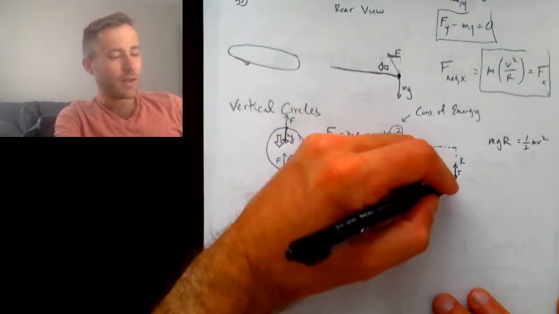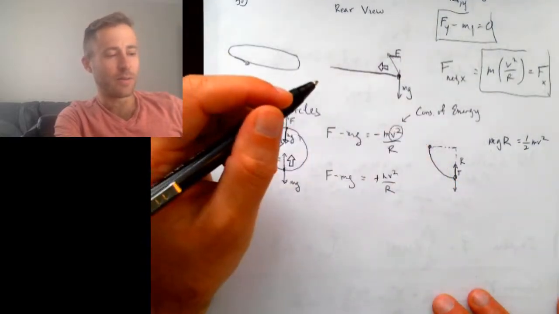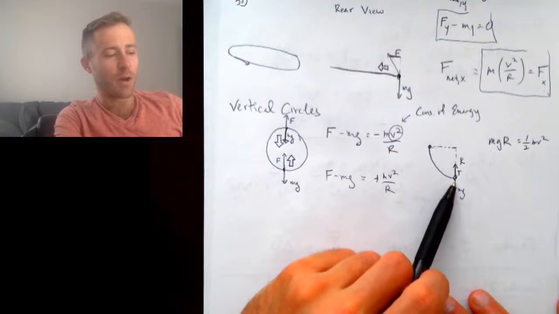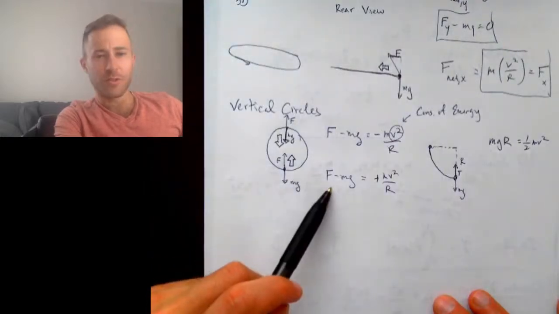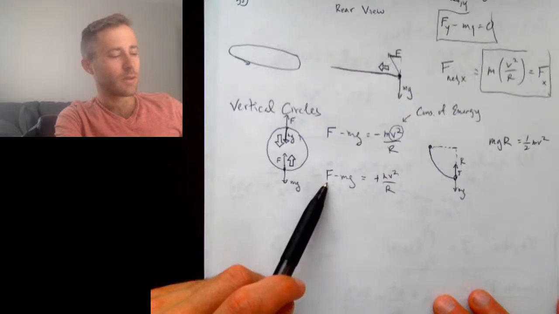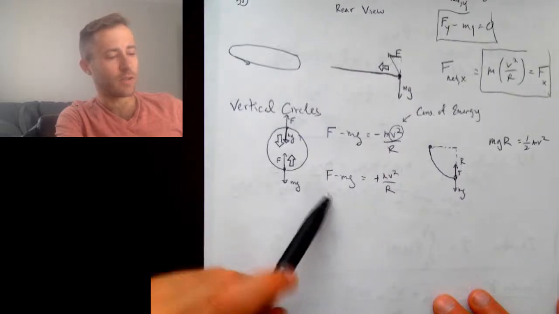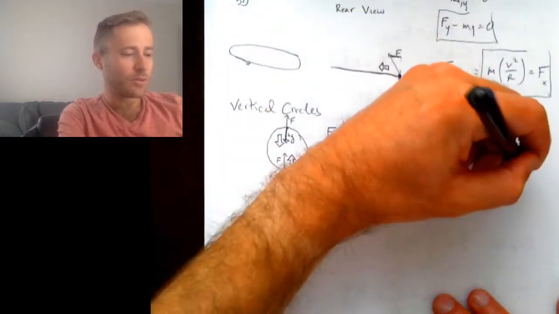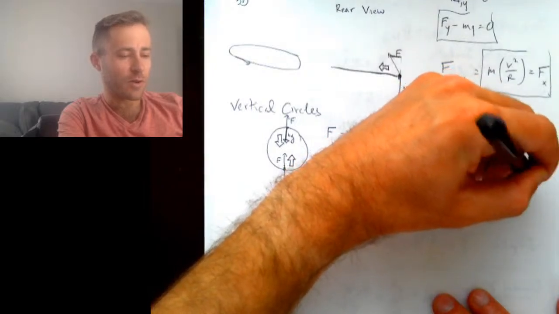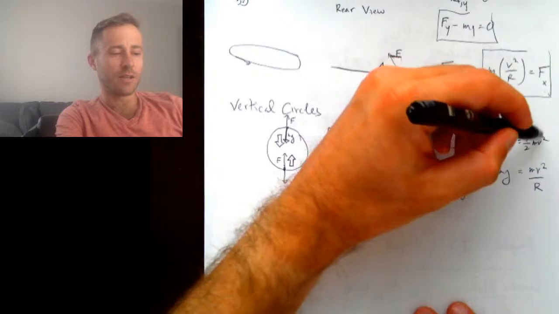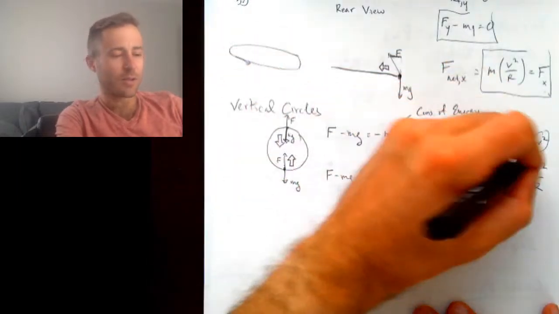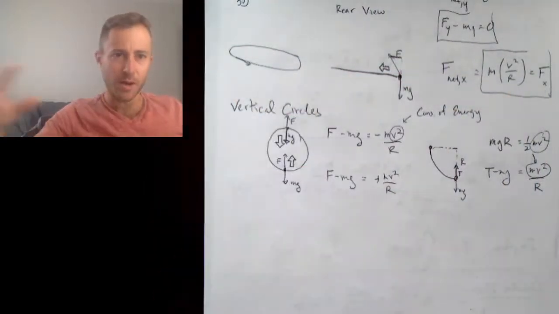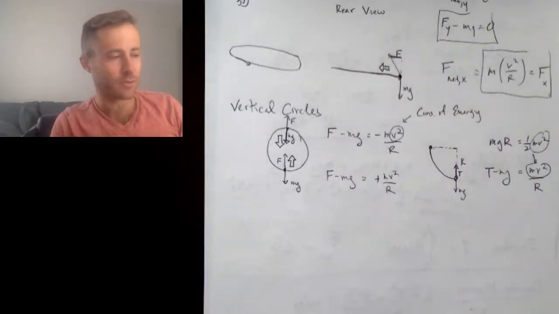Okay, so that comes from conservation of energy. Then if we do a Newton's second law at the bottom of the circle, in this case, the force is going to be tension, right? So my Newton's second law is going to be tension minus mg equals mv squared over r. And so I can see that I have mv squared here, so I can plug in for mv squared there, and I can solve for the tension. Okay, so we're combining vertical circles with energy considerations.